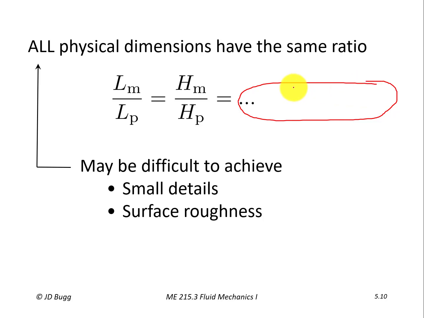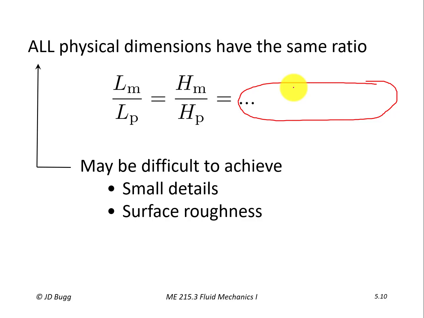Sometimes this is a little bit difficult to achieve. The very, very small details sometimes are hard to scale. So things like surface roughness or very fine details on a large-scale object, when you shrink it down to a model to put in a wind tunnel, sometimes it's really hard to achieve those small details, but hopefully those small details aren't that important in the results quite often.